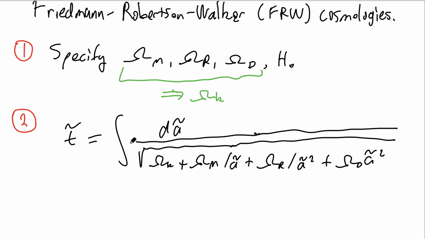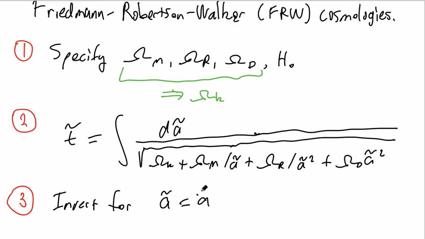Now this integral determines t tilde as a function of a tilde, so the next step is to invert that relation to obtain a tilde as a function of t tilde. And of course it might not be possible to do this inversion analytically, you might have to do it numerically.